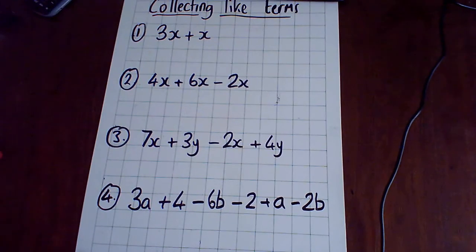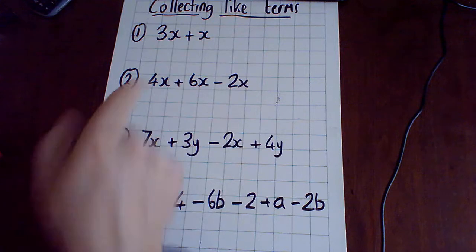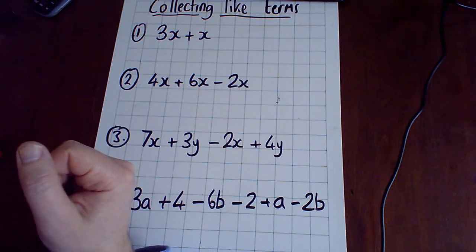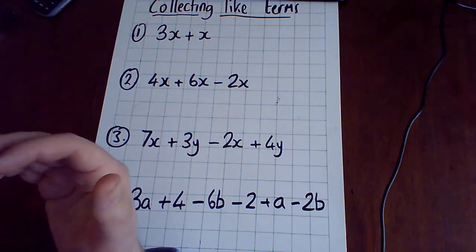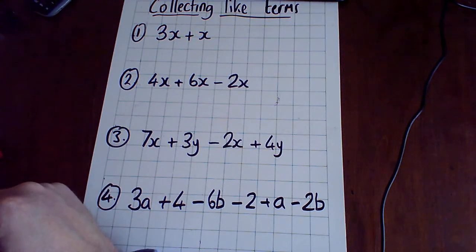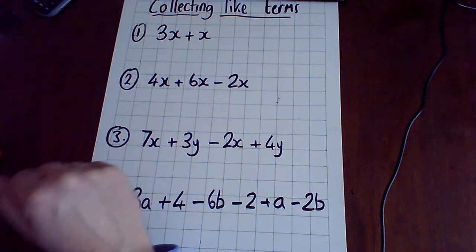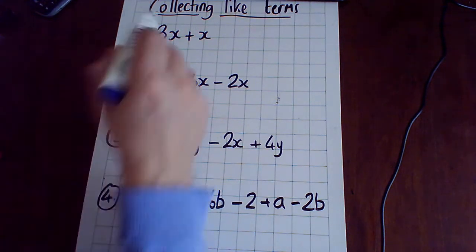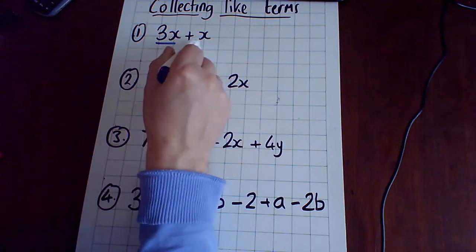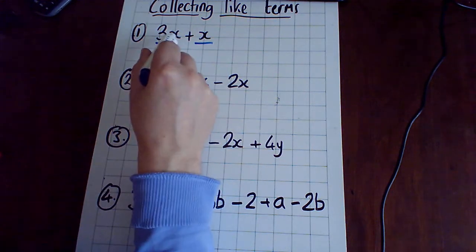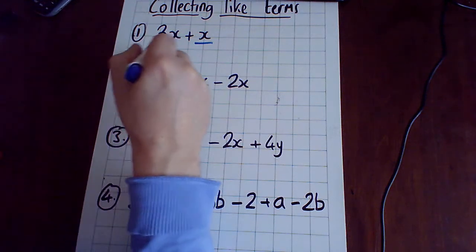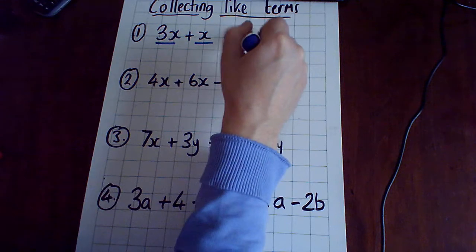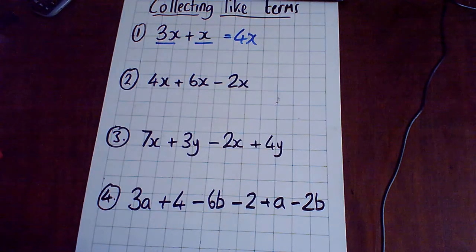Okay, so collecting like terms. Collecting like terms means collecting things that are alike. So x's are the same as x's, y's are the same as y's, but x's are not the same as y's. You'll see as we go through the examples. So 3x plus 1x, they are alike because the variable, the letter, is the same. So 3x plus 1x is just equal to 4x. And you'll notice we don't write 1x, we just write x.